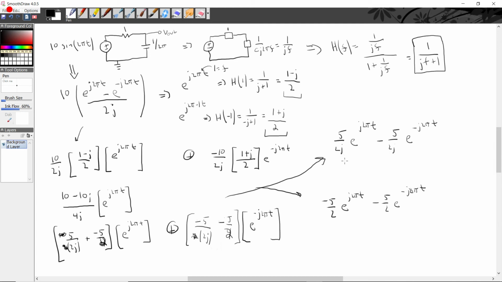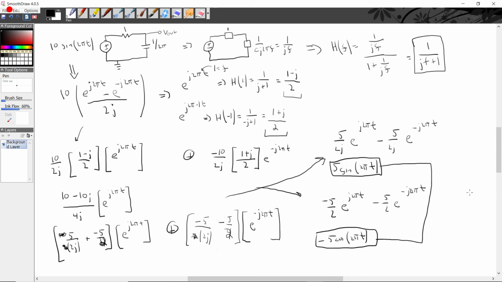Okay, so what does this one look like? Well, this looks like 5 sine 2 pi t. And this looks like minus 5 cosine 2 pi t. And so we sum them up, and that's the final answer. So our final answer should be 5 sine 2 pi t plus negative 5 cosine 2 pi t.